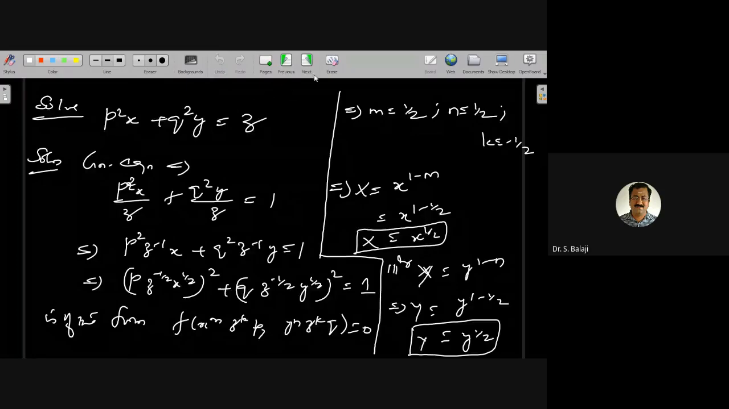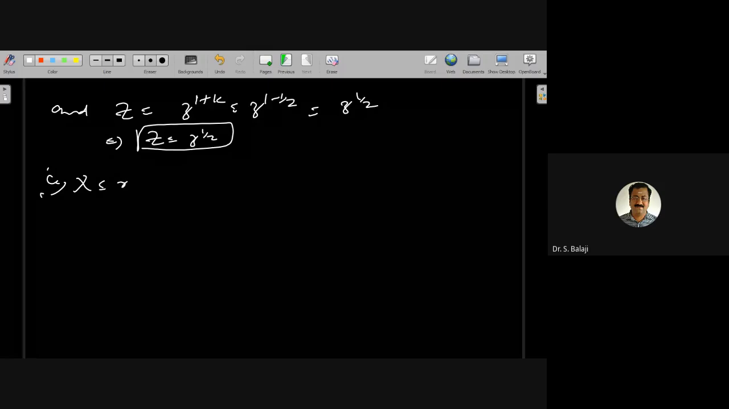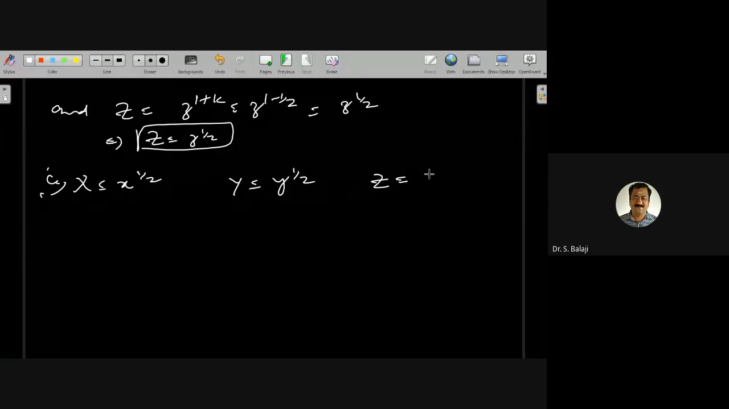1 plus what is k? K is minus 1 by 2, minus 1 by 4, z power 1 by 2. Capital Z is also z power 1 by 2. That is, we have capital X equal to x power 1 by 2, capital Y equal to y power 1 by 2, capital Z equal to z power 1 by 2.